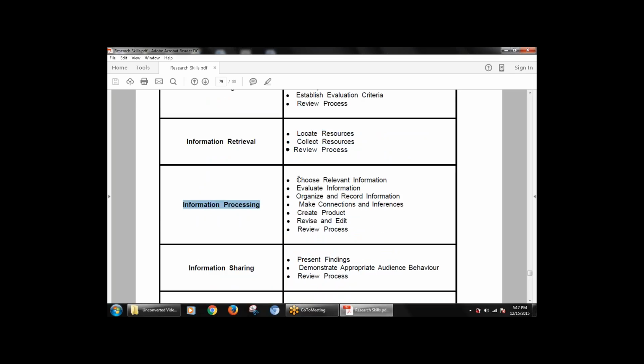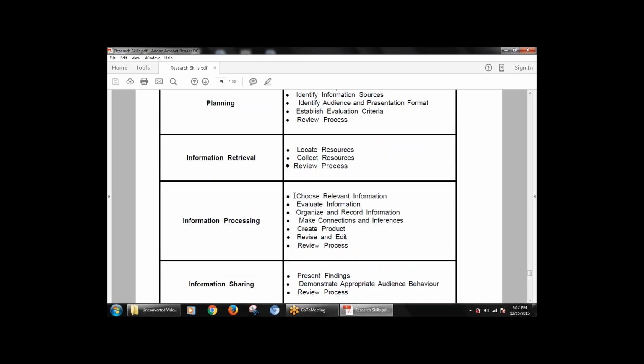Then next is information processing, which includes various processes: choose the relevant information, that is, whether the relevant information is available or not, then evaluate the information, then organize and record the information, that is, how to organize and maintain or record it, then make connections and inferences among the data, then create the product, then revise and edit the content. Then there is a review process.